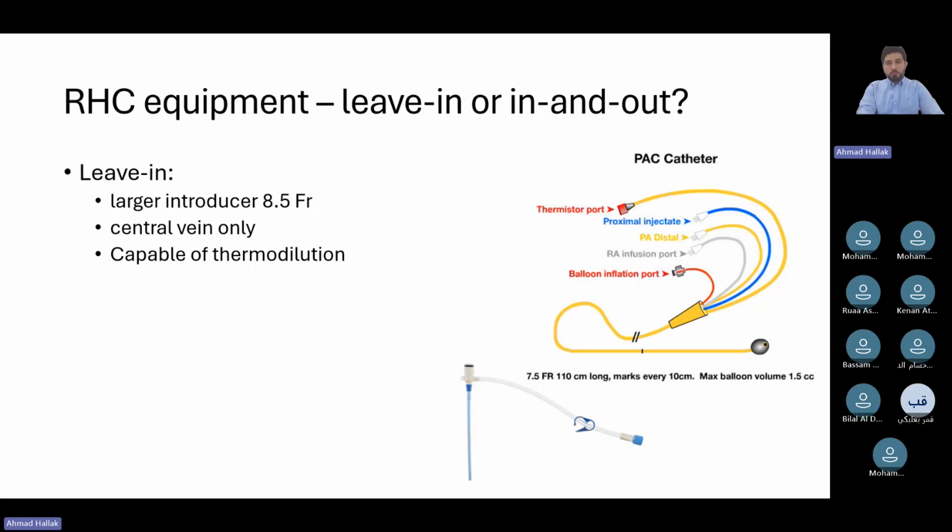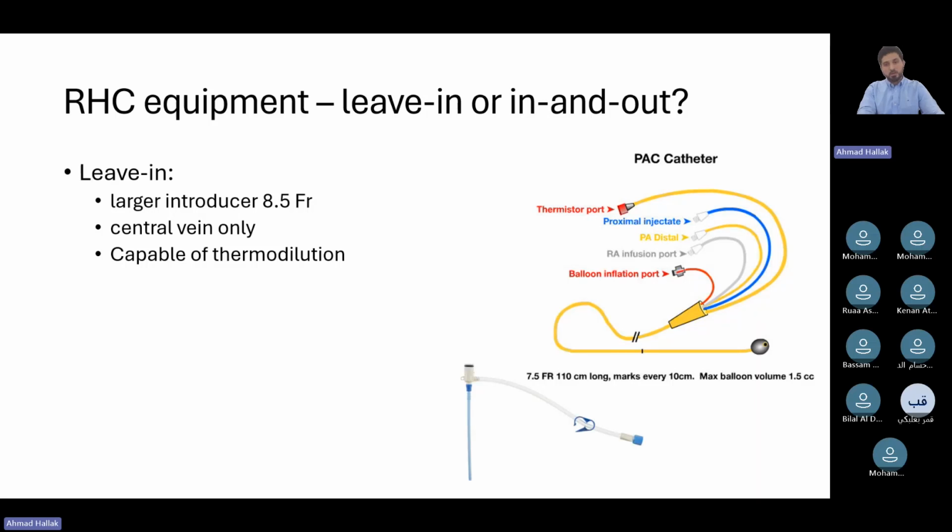So in terms of the equipment you need for right heart cath, there's two options, and it really depends on whether this is going to be a single going in and out, or a leave-in Swan. Traditionally, we use the leave-in Swan more commonly, especially when we expect that this is a patient who's going to need continuous monitoring of PA pressures and oxygen saturations, venous saturations.